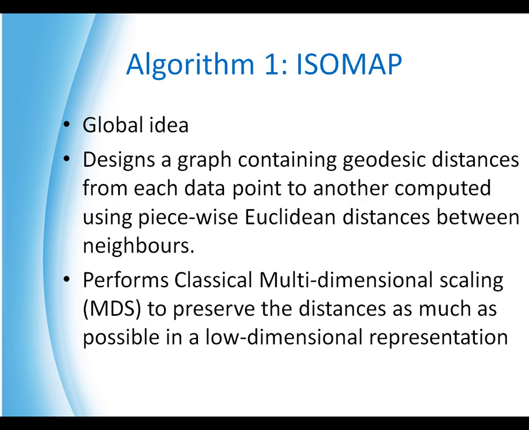The first algorithm is isometric feature mapping, which is also known as isomap. It's a global idea. What we do here is we design a graph which contains the geodesic distances between each data point. It is estimated using piecewise Euclidean distances between the neighbors. And then on this graph we perform a classical multidimensional scaling so that we can preserve the distances as much as possible when we translate this dataset into its low dimensional representation.